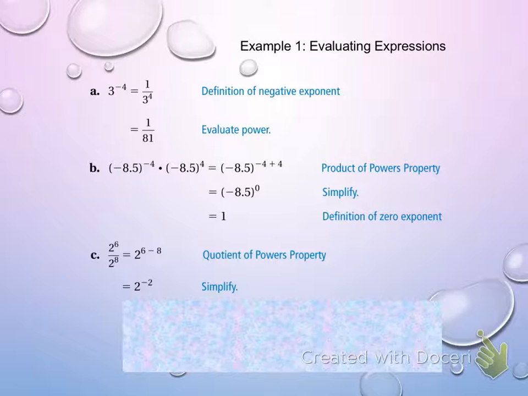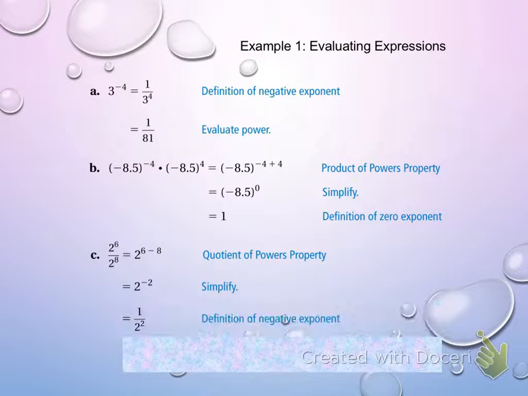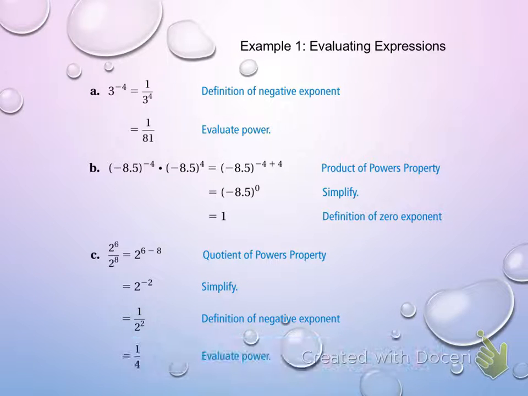So in order to simplify this further, remember we need to put 1 in the numerator and then put the base with a positive exponent in the denominator. That's the definition of a negative exponent. And then again, we can simplify. 2 squared is 4, so we know that the power would be 1 over 4.